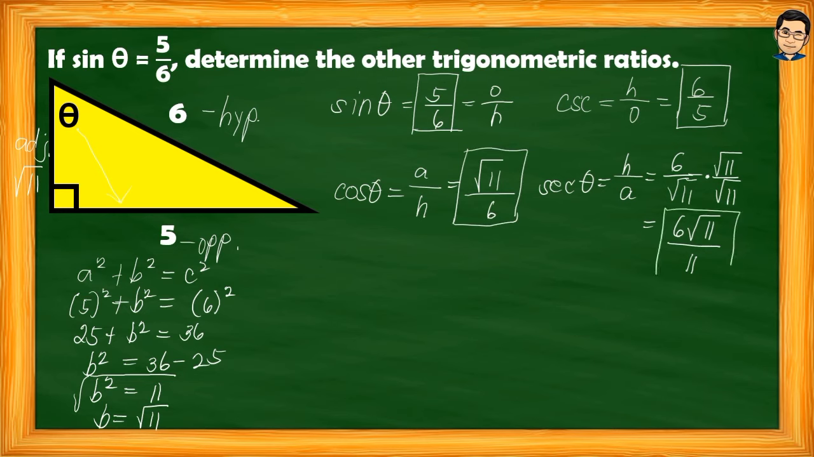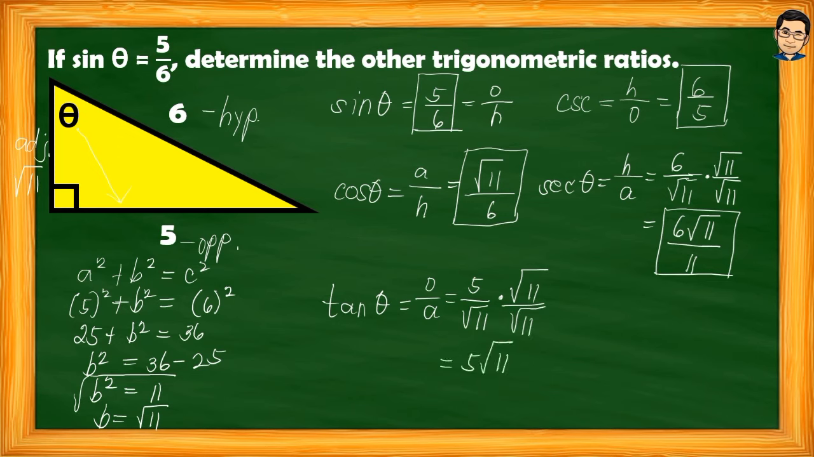Okay, next. Last, tangent. So, tangent theta naman tayo. So, dito naman, that is opposite over adjacent. So, opposite natin is 5. And then, adjacent natin is square root of 11. So, ganun din ang gagawin natin kagaya dun sa secant theta. So, multiply natin square root of 11 to both numerator and denominator. And this will become 5 square root of 11 over 11.